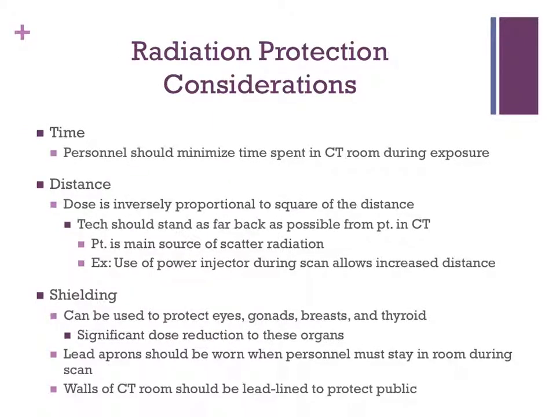So far, we have discussed how important it is to reduce dose to the patient, but it is also important to reduce dose to the medical personnel, such as the techs. Radiation protection practices include the use of time, shielding, and distance to protect both the patients and the personnel. For time, it is important for personnel to minimize the time spent in the CT scan room during exposure. For distance, the dose is inversely proportional to the square of the distance. So the further away someone is from the radiation source, then the less dose that they receive.